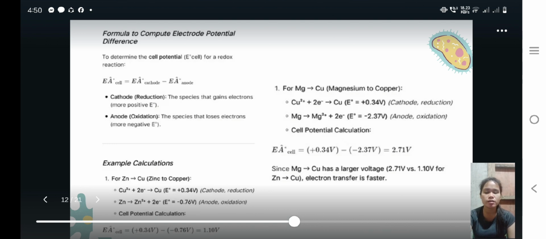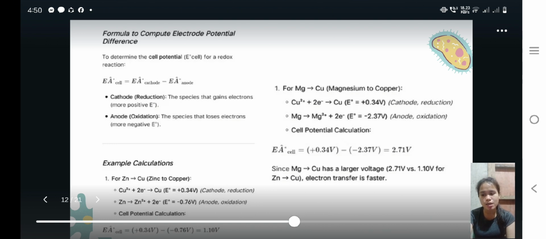So as you can see there are formula to compute electrode potential difference. So to determine the cell potential for a redox reaction, we have a formula of E cell equals E cathode minus E anode. So in a cathode, which is the reduction, the species that gains electron is more positive E and the anode is more negative E. So di ba nagpakita ko kanina na yung table na it has an electrode potential. Di ba? Doon tayo kukuha. Right? So, an example calculation for zinc to copper.